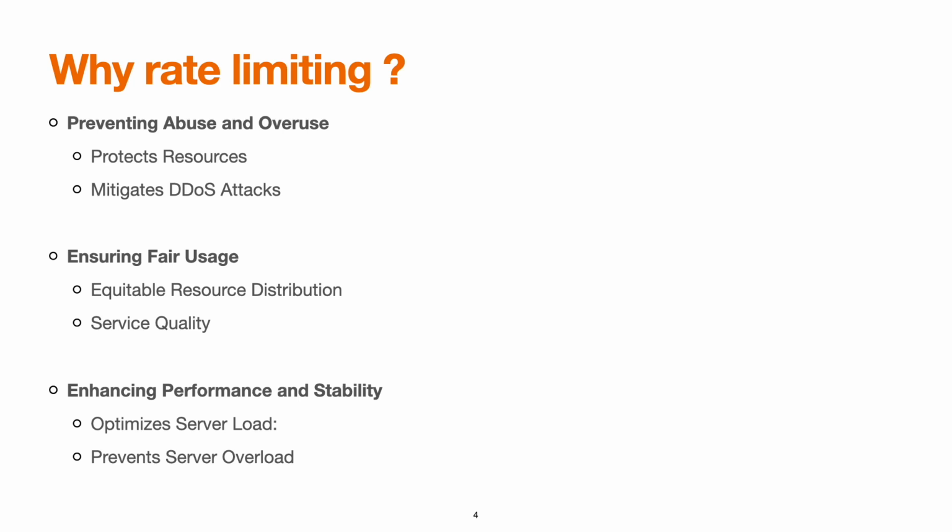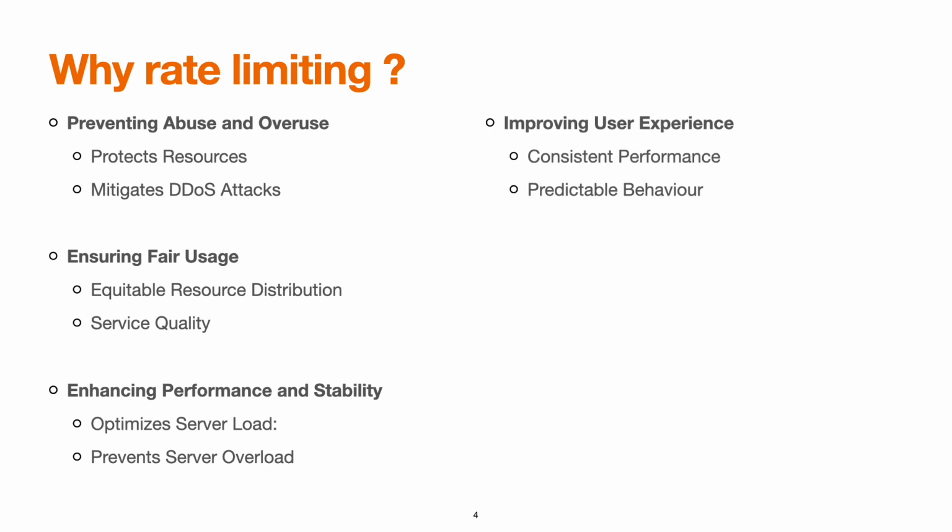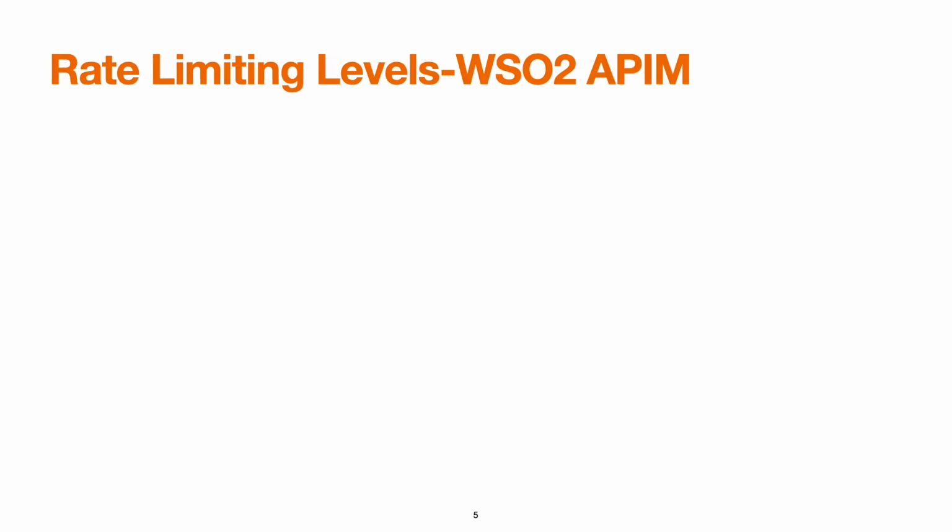Enhancing performance and stability, which optimizes the server load and prevents server overload. Improve user experience. It gives consistent performance of the API consumption by a particular API for the particular user, and predictable behavior. Cost management. Of course, our backend has a certain capacity and we must apply governance, and if we have done monetization, we must control which subscriber has which quota they can consume. So it controls the operational cost and the resource allocation.